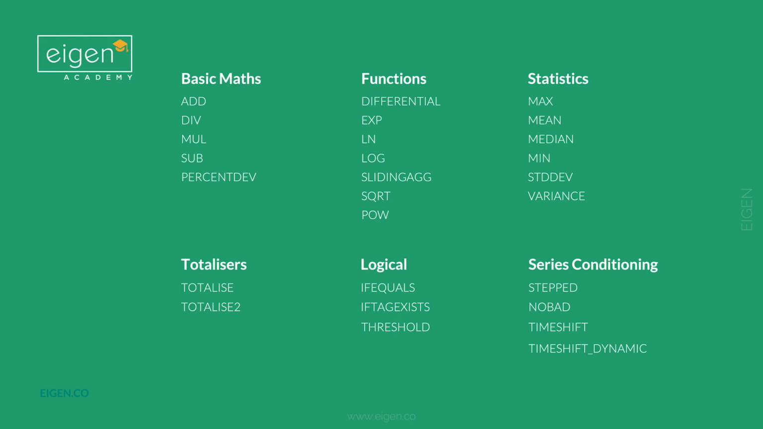Logical functions allow you to do things like if one tag is 0, say, then display another tag. So you say if this condition is true, do this, otherwise do this. And finally, we have series conditioning, which allow you to cleanse the way a series is displayed. So, for example, stepped allows you to force the calculation to consider the data as stepped forward. That's particularly important for things like digitals and other things you can do like time shifting.